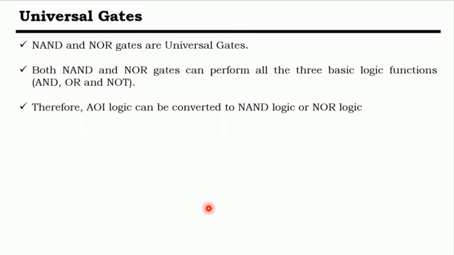So the universal gates are the two, NAND and NOR gates. Both NAND and NOR gates can perform all three basic logic functions: AND, OR, and NOT. Also, I am adding that a NOR gate can be formed using NAND gates, and a NAND gate can be formed using NOR gates. Therefore, logic can be converted to NAND logic or NOR logic. So let's see how it is possible.